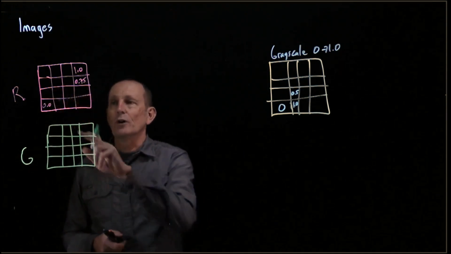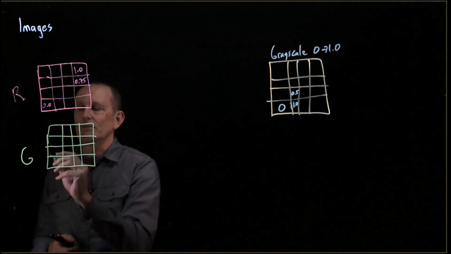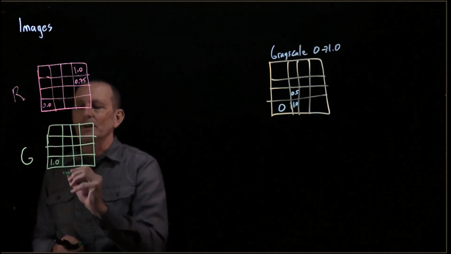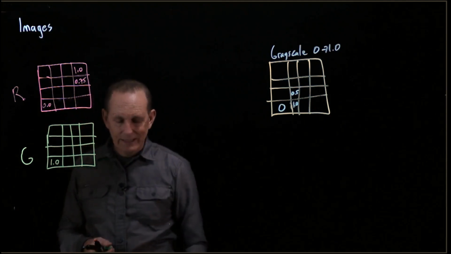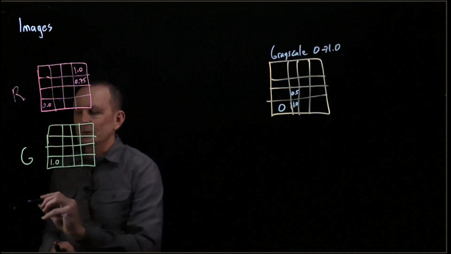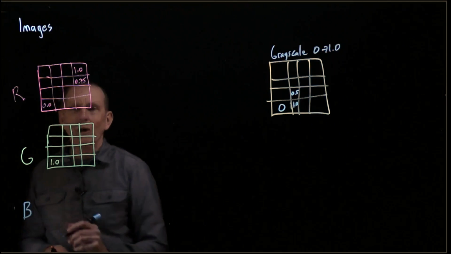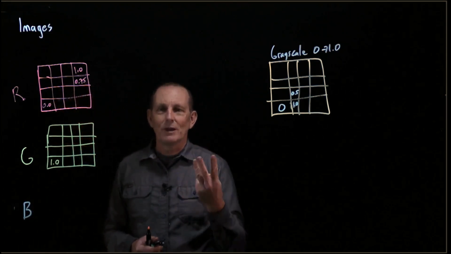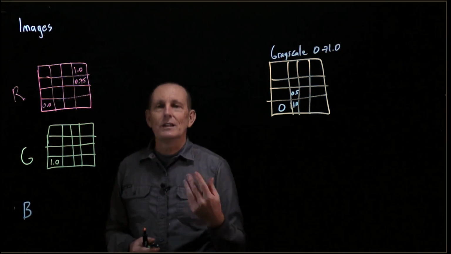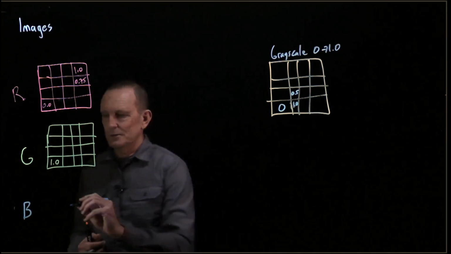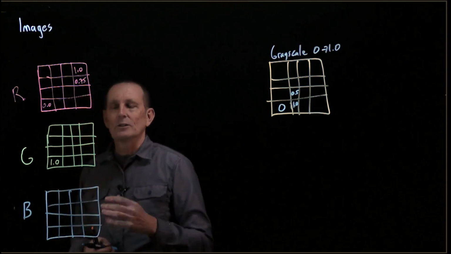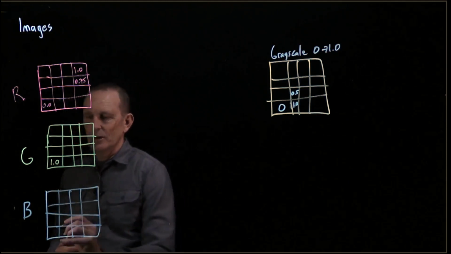Our green component for a particular pixel may have some other value. So for instance, let's say we have a red value of 0 and a green value of 1.0. And then finally, we have a blue. Why red, green, and blue? Well, the reason is because of the cones in our eyes, right? We have 3 different types of cones, one for reds, one for greens, and one for blues. And again, for each pixel, we have a blue component between 0 and 1.